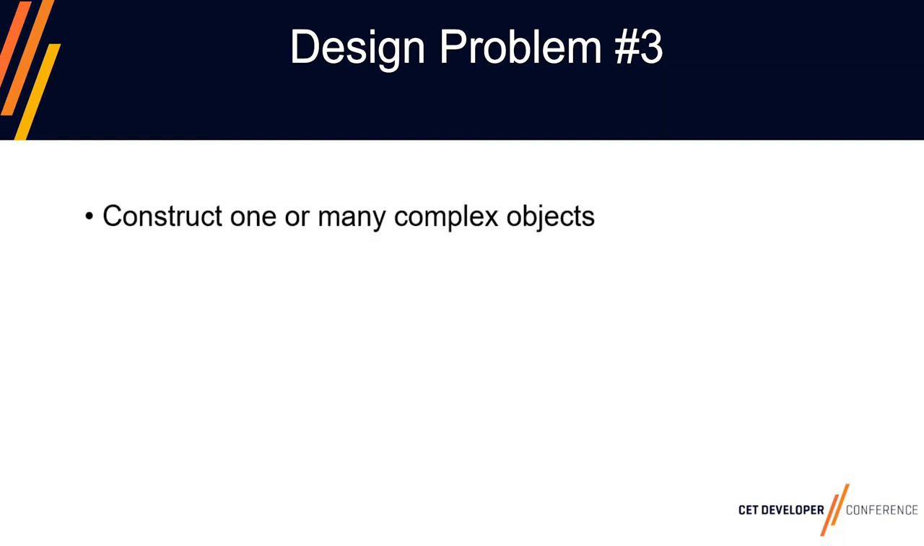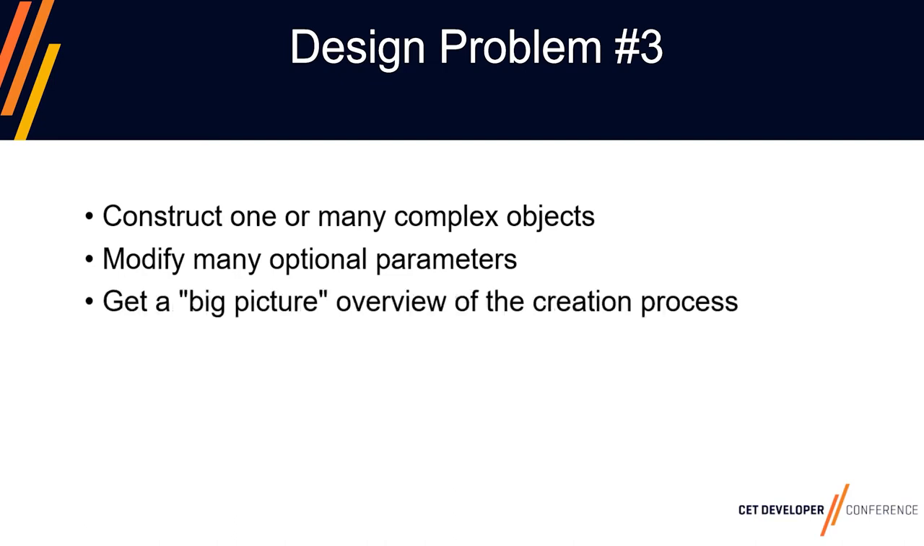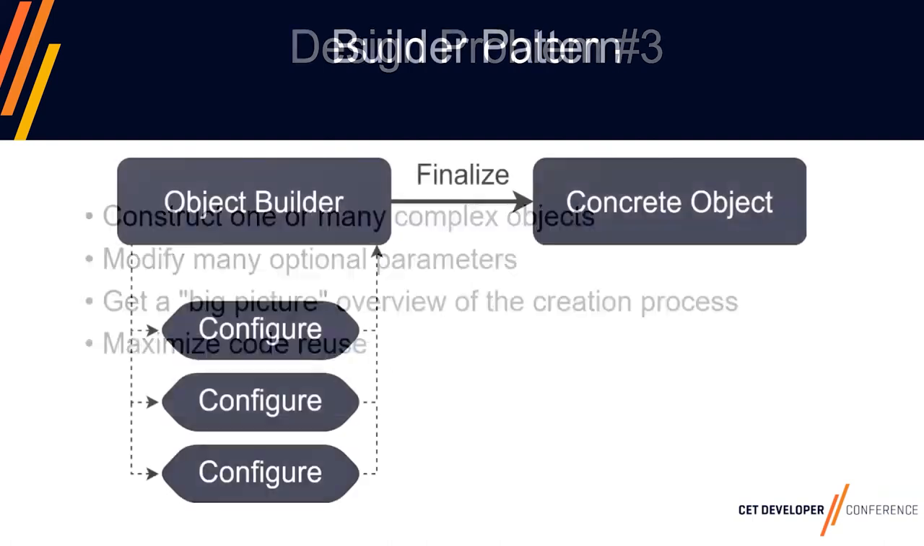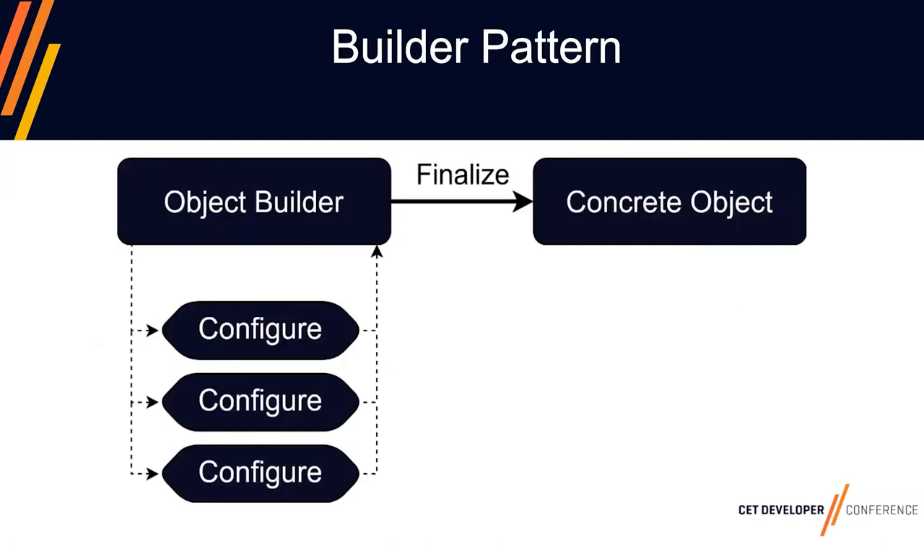So let's say we have a problem where we want to construct one or more very complex objects. And you want to be able to modify lots of different parameters on these objects. And you also want to be able to get kind of a big picture overview of the creation process. And you want to be able to, again, just like in the last pattern that we demonstrated, maximize your code reuse, so be able to reuse as much of this as possible to minimize development. Well, for this, you would probably end up using something like the builder pattern.